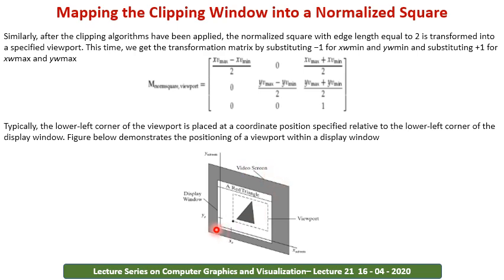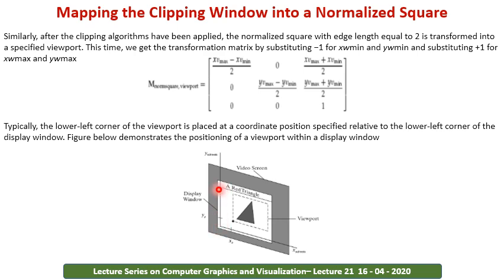Typically, the lower left corner of the viewport is placed at the coordinate position. So the coordinate position will normally be considered as the lower left corner. This is the first end, this is the lower left corner. So the gray window is considered as our display window. Within that our viewport coordinates have been set up, X and Y axis. This is considered as the origin. So this figure demonstrates the positioning of the viewport within a display window.